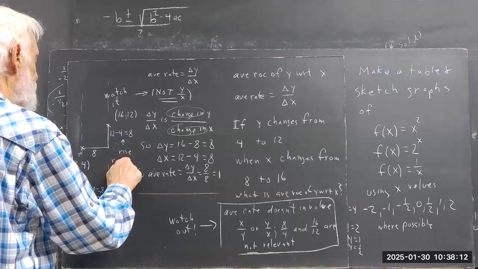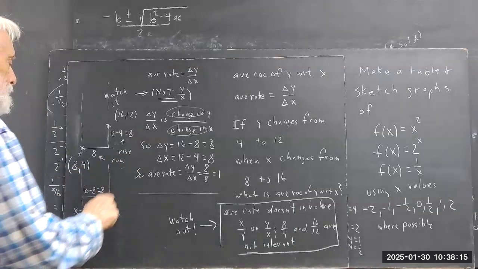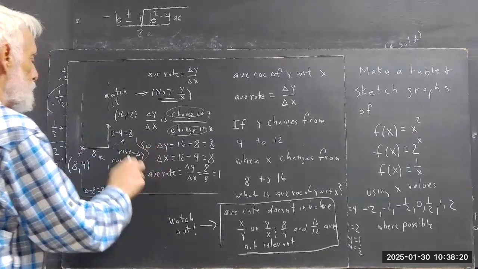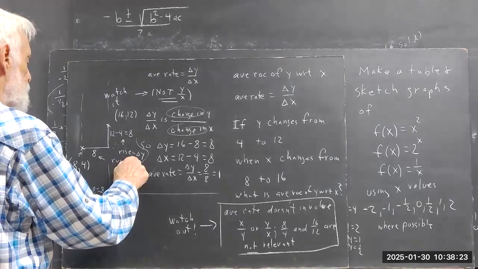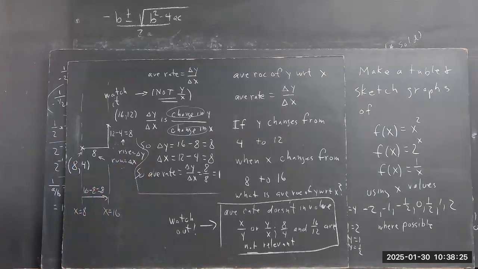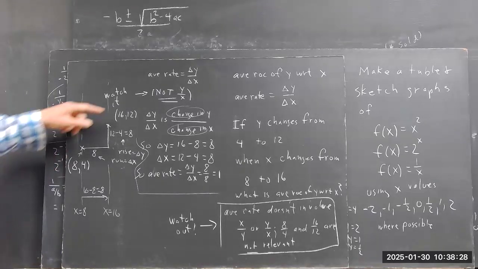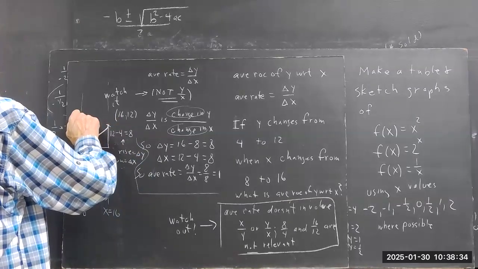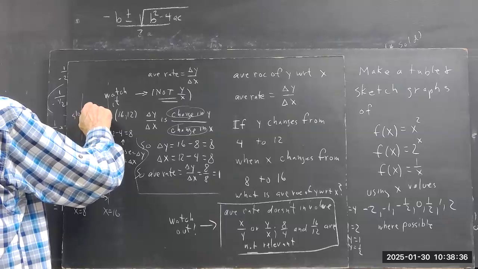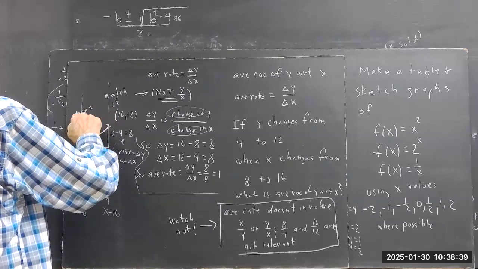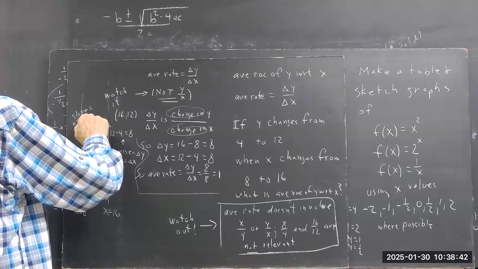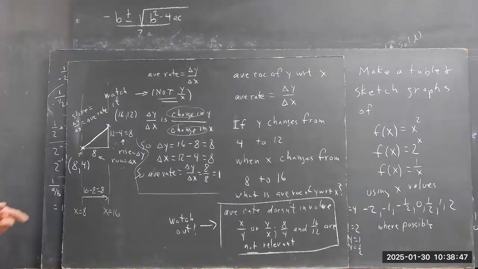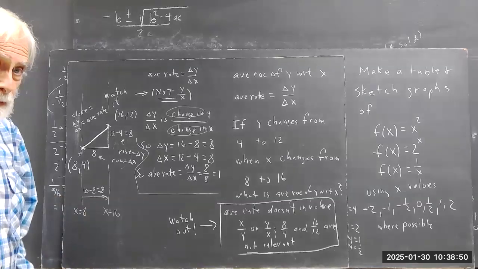This is the rise. The rise is your delta y, and the run is delta x, from this point to this point. So the slope is delta y over delta x. It's the same thing as the average rate.